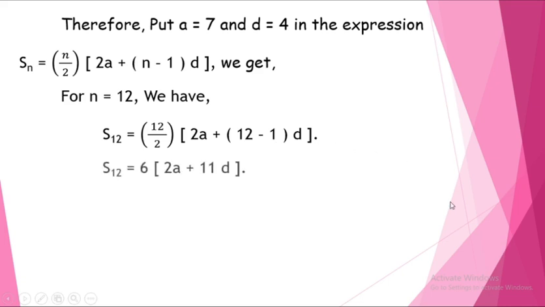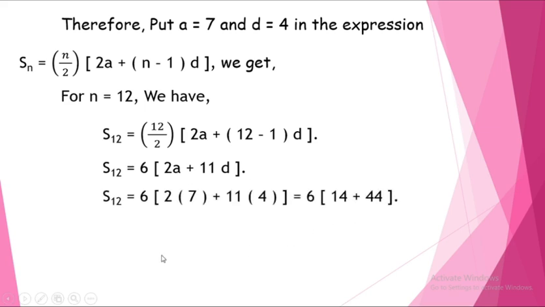Now, further simplification: S12 is equal to 12 divided by 2, that is 6, 2A as it is, 12 minus 1 is 11. So S12 is equal to 6 into bracket twice A plus 11D. Now I put the values of A and D here. We get S12 is equal to 6 into bracket 2 into 7, here A is 7 and D is 4, that means 2 into 7 plus 11 into 4.